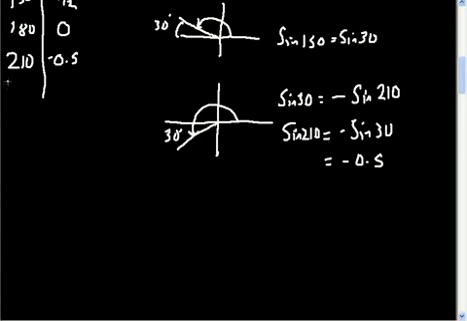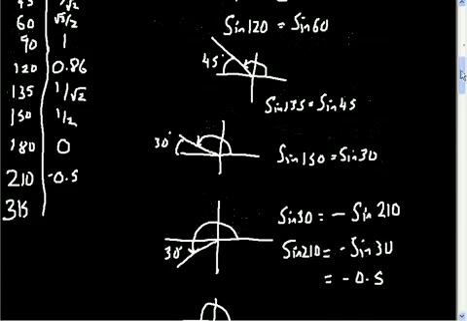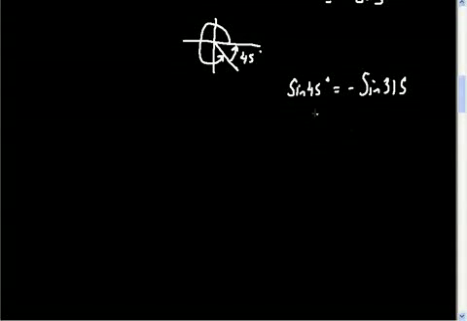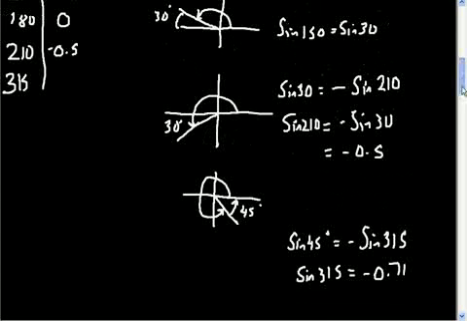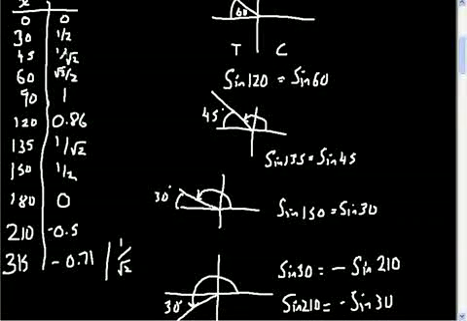Alright, so let's pick another angle. How about an angle in the fourth quadrant? 315. Let's draw that once more. Here in the fourth quadrant, the angle that it makes with the horizontal is 45 degrees. So sine 315 should be equal to negative sine 45, because in the fourth quadrant it's only the cos that is positive. So sine and tan will be negative in the fourth quadrant. So sine 315 will be equal to negative 0.71, or you could say negative 1 over square root of 2, as I have set on top here, for 45 degrees.